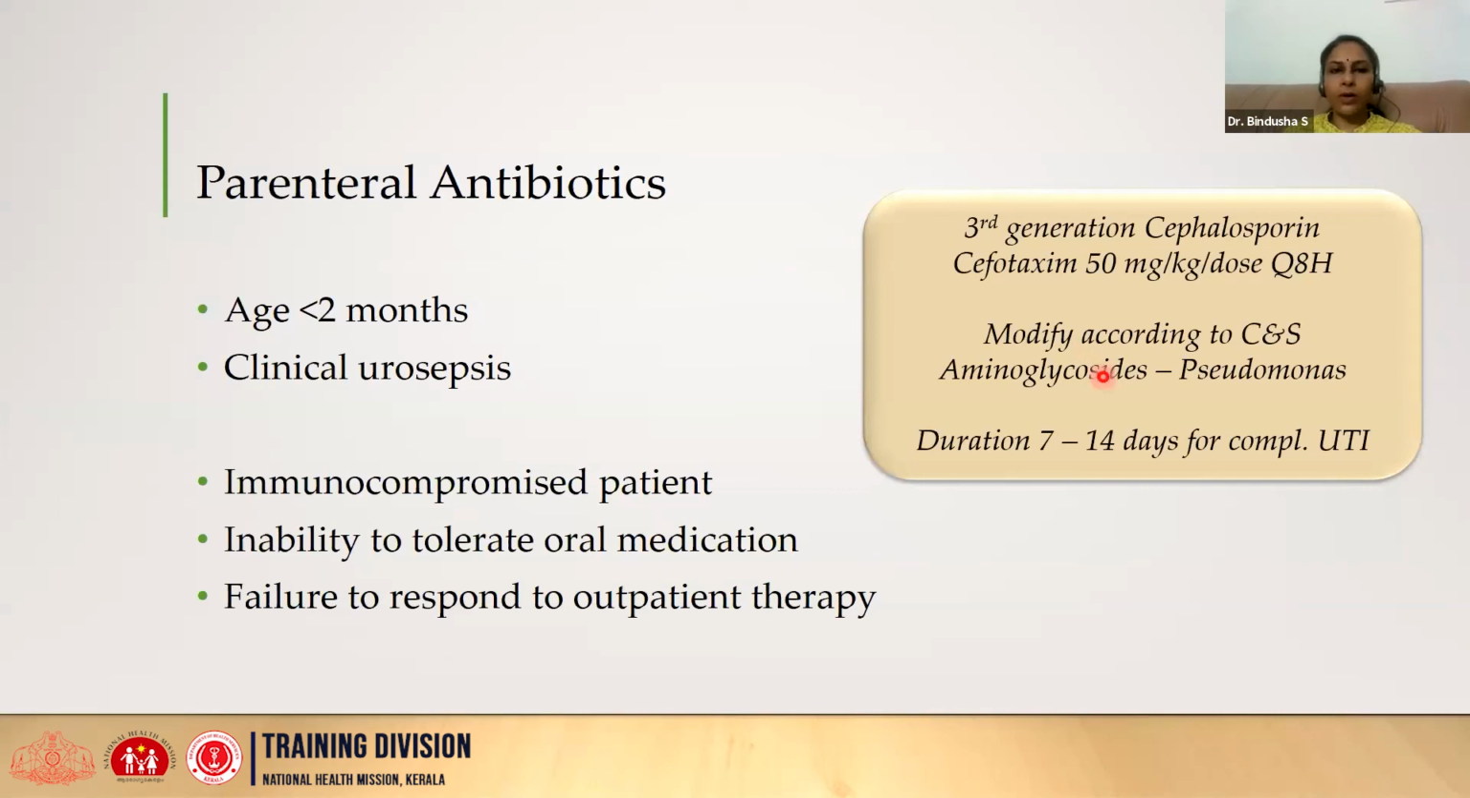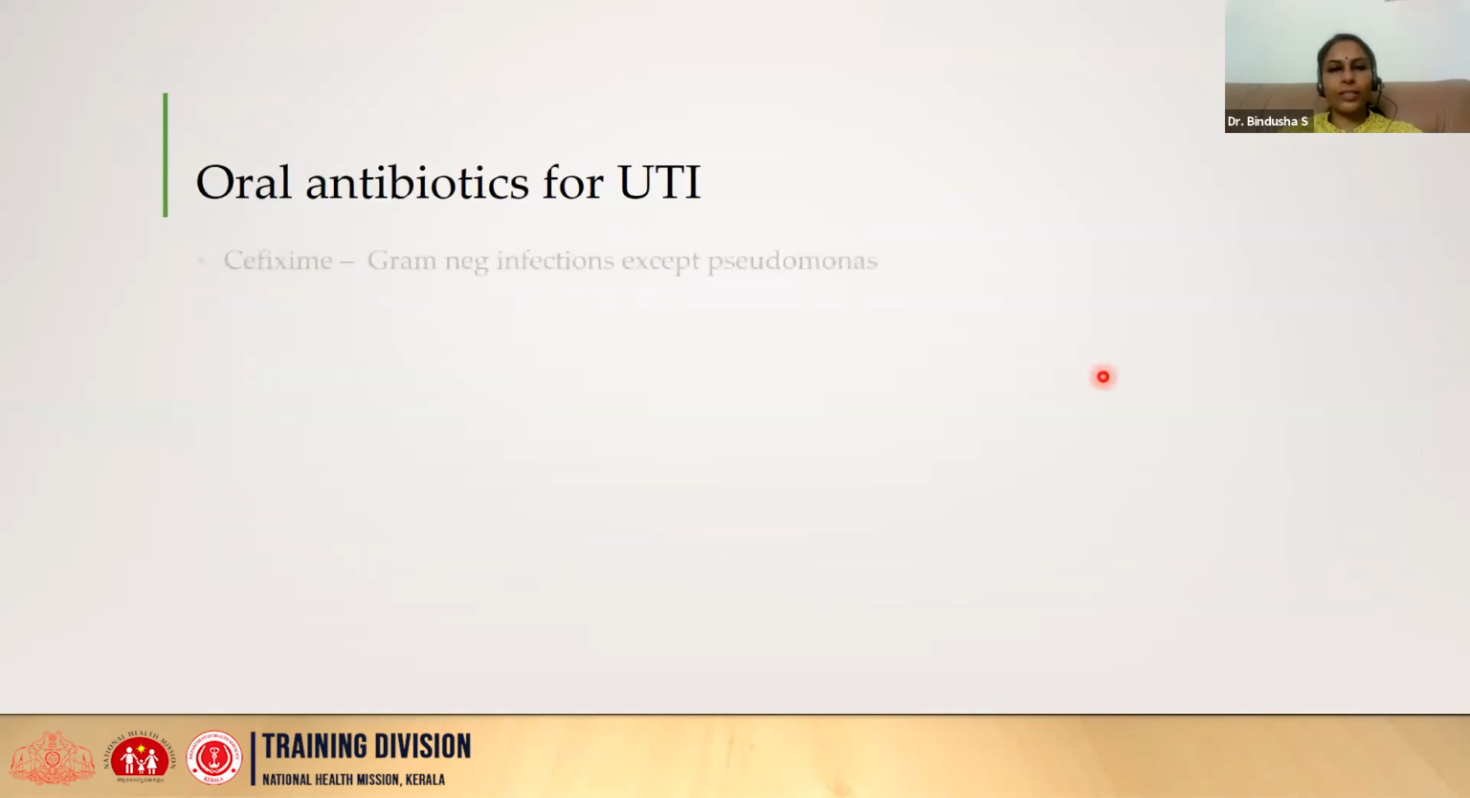But if it is an uncomplicated lower urinary tract infection, we can do a shorter duration of antibiotics. And for oral antibiotics in UTI, this is the only condition where we prescribe a third generation cephalosporin as a first-line drug in an OPD setting. We prescribe cefixime because the most common organism, as we said earlier, is E. coli, which is a gram-negative infection. So we need to prescribe a third generation cephalosporin. So cefixime is effective in almost all cases of urinary tract infection.